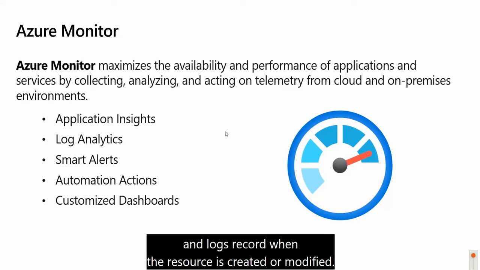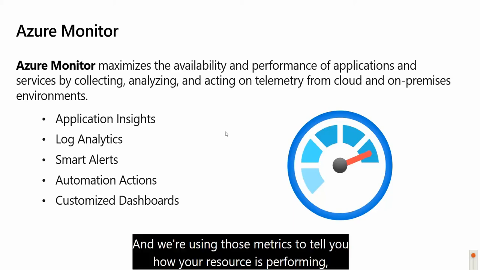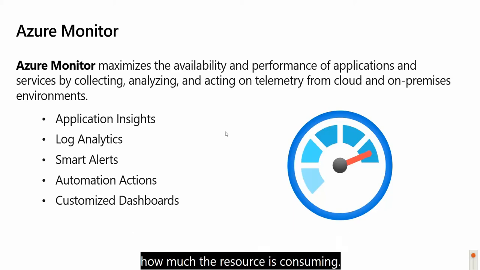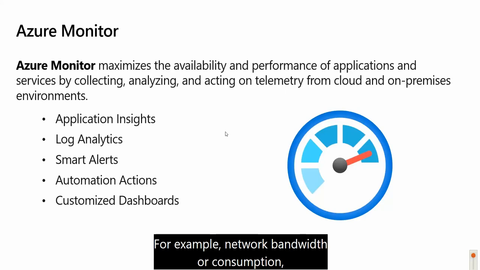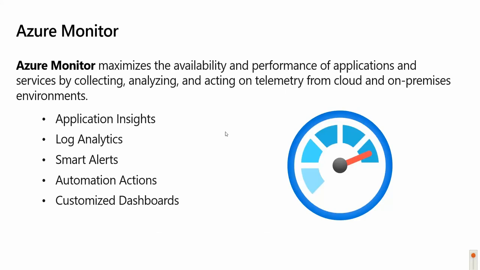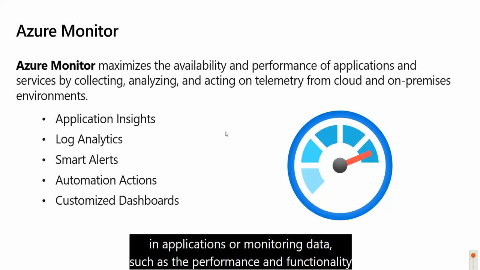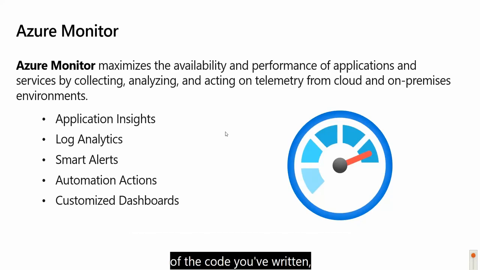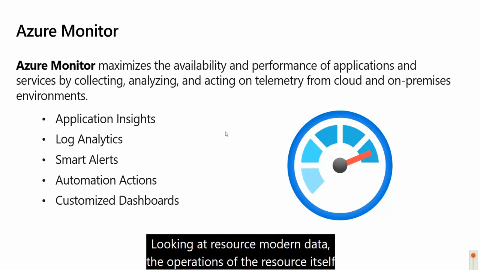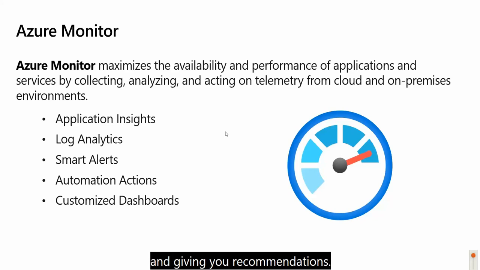And we're using those metrics to tell you how your resource is performing, how much the resource is consuming, for example, network bandwidth or consumption, and we can also add monitor agents to collect this operational data for your resources. In applications, we're monitoring data such as the performance and functionality of the code you've written, regardless of the platform. Looking at resource monitoring data, we're looking at the operations of the resource itself and giving you recommendations.